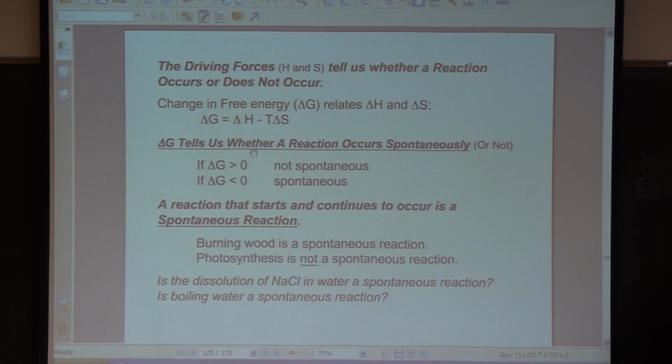Delta G tells us whether a reaction occurs spontaneously or not. So if delta G is greater than 0, that reaction is not spontaneous. If delta G is less than 0, that means that reaction is spontaneous. Now, before we go on, what does it mean that a reaction is spontaneous? So I'll give you two examples. Burning wood is a spontaneous reaction, whereas photosynthesis is not a spontaneous reaction. So what's the difference between those two reactions?